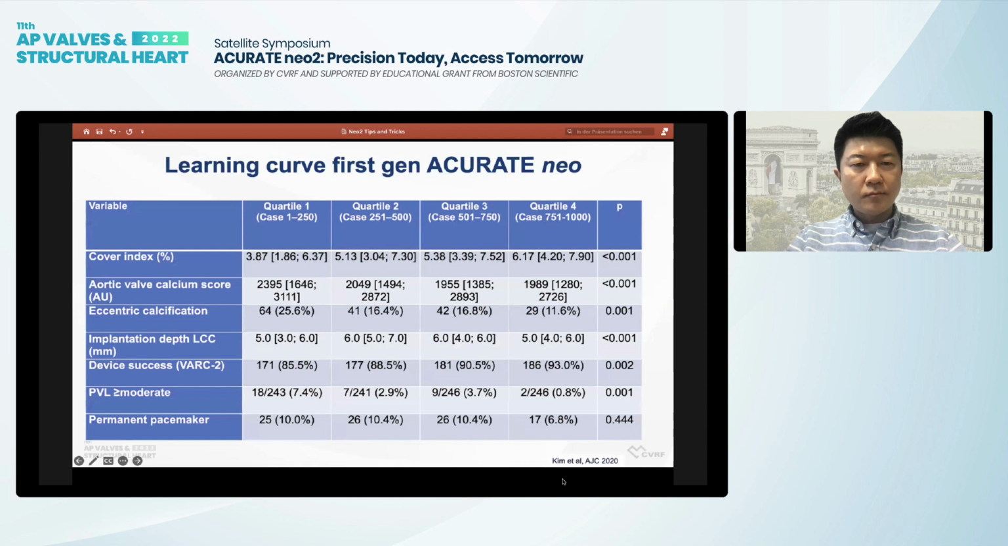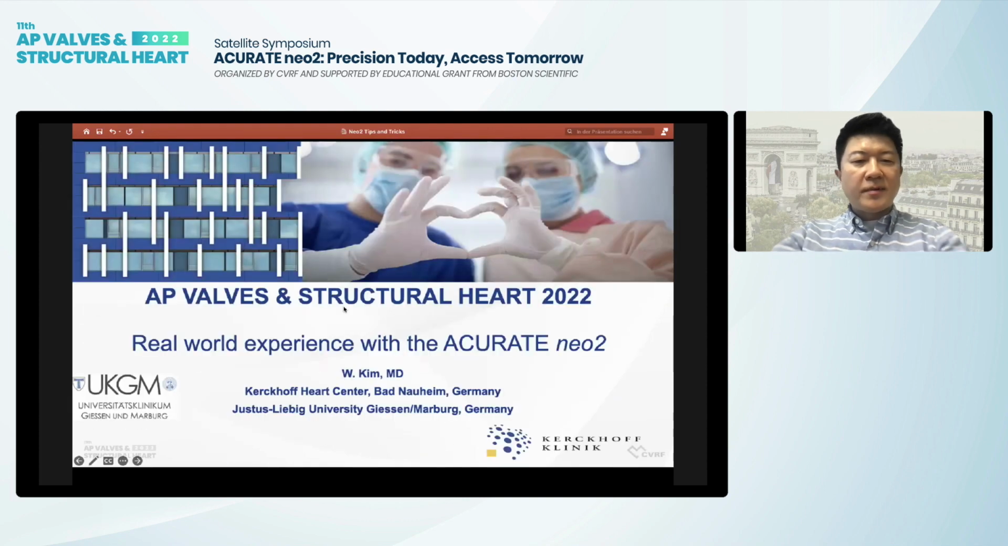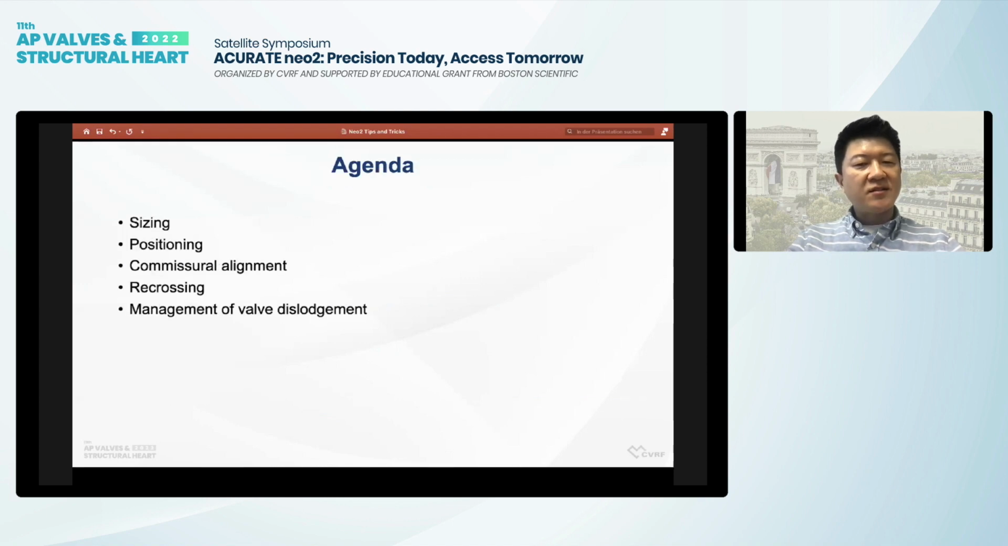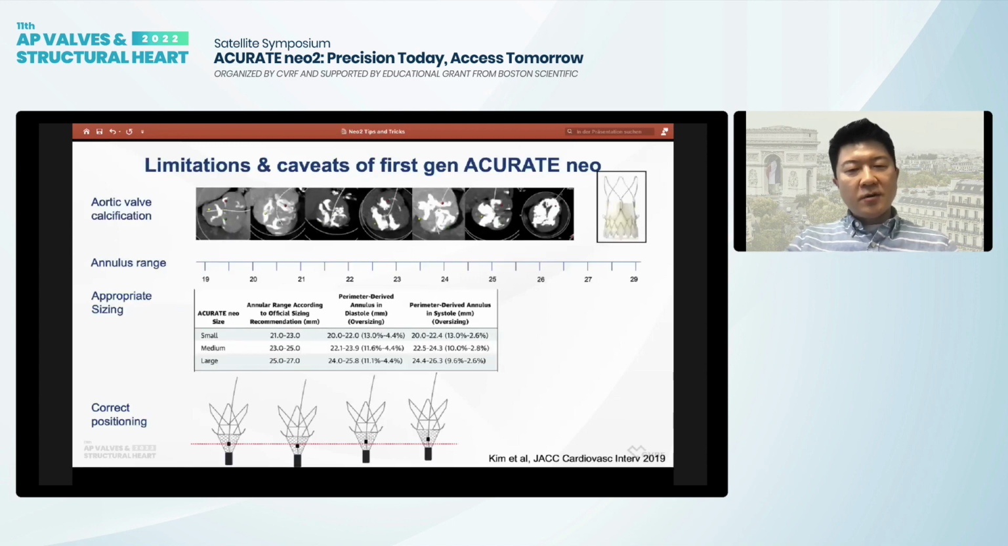So yeah, now I have the pleasure to talk about the real-world experience with the ACURATE neo2, and I have interpreted it as more giving you some tips and tricks, because in terms of data, in the first presentation, I think I've shown you that there are good outcomes with the ACURATE neo2 in terms of PVL reduction, and Andreas has already talked about commercial alignment. I might show you one or two slides that really help to understand why we should do it, and also a very nice example that shows how it looks in a valve-in-valve case.